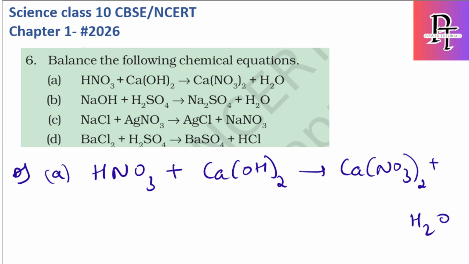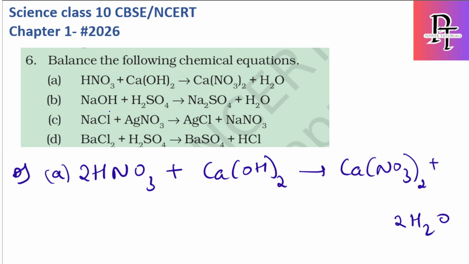Nitrate, let's balance this because this is a compound, so always prefer balancing the compound first. NO3 twice here, so I'll keep twice. Next, calcium is 1, oxygen total 6 plus 2, 8 oxygen, so I'll keep here already 6 are present, 2 will be enough to make 8 oxygen. Hydrogen 2 plus 2, 4, it is already 4, since it is a balanced chemical equation.